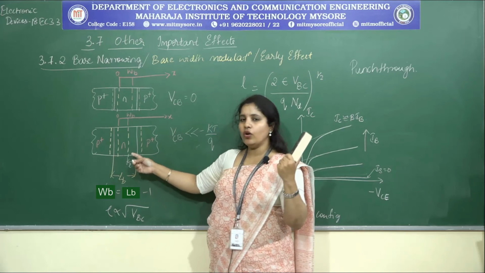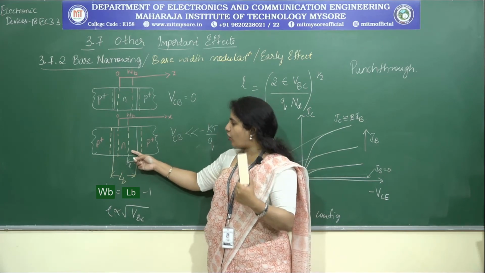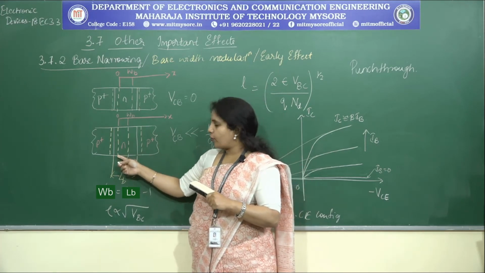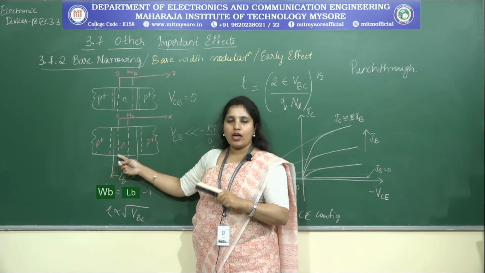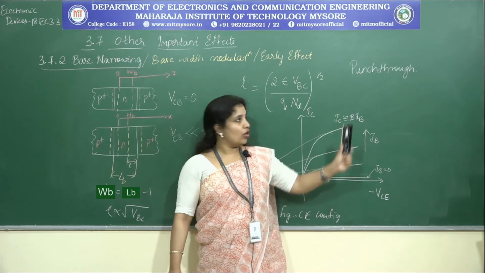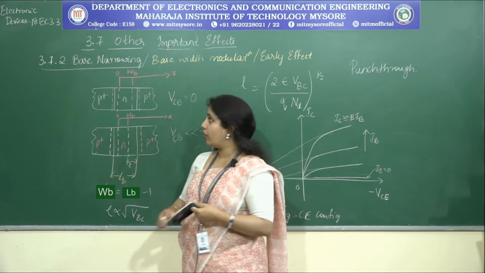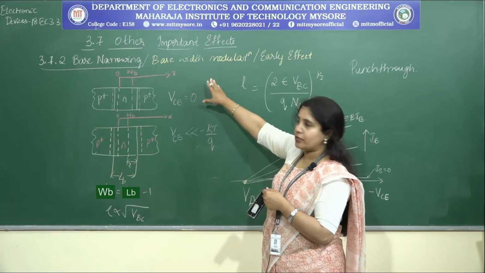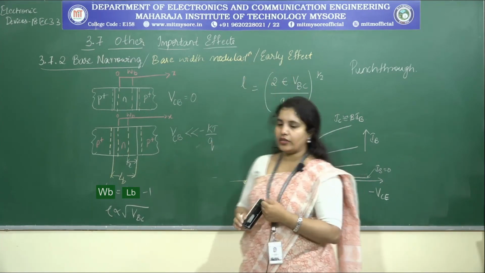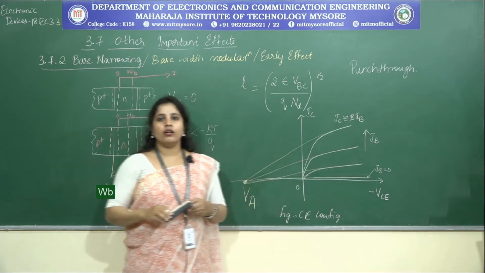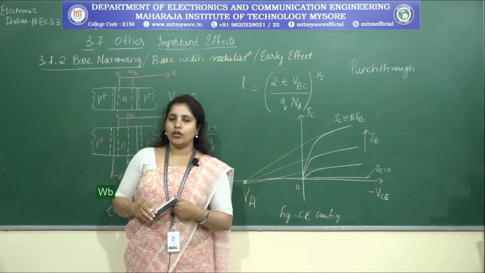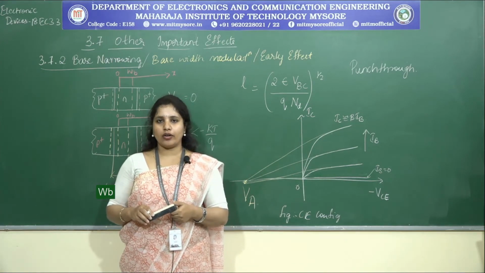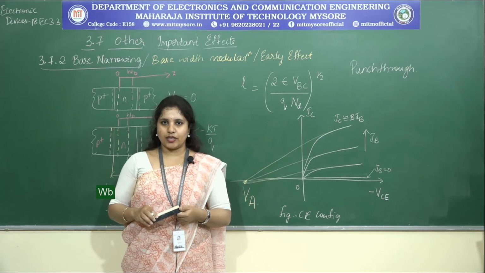The complete punch through is the complete encroachment of the depletion region at the reverse bias collector junction, occupying the base completely. And this should not happen. Getting my point? So that is what you are supposed to remember. And this is all about base narrowing, which is also referred to as base width modulation, or the early effect. This is the second order effect that we have considered under the BJTs. We have one more, the last second order effect. Let me try to discuss that.